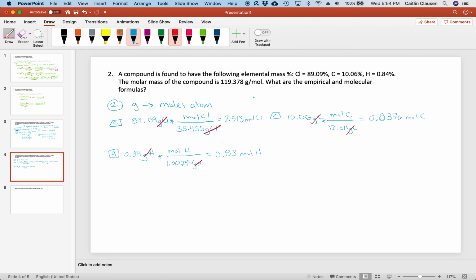Step 3, I now have the moles of each thing. I can put them into the empirical formula, and now I just need to work to make whole numbers out of these. So step 3, for chlorine, I have 2.513. Carbon, I have 0.8376. And hydrogen, I have 0.83. We don't have decimals of hydrogen. We either have a hydrogen or we don't have a hydrogen atom. So to make these whole numbers, because I can't chop up a hydrogen, I'm going to divide by the smallest number. Smallest is 0.83 in this set.